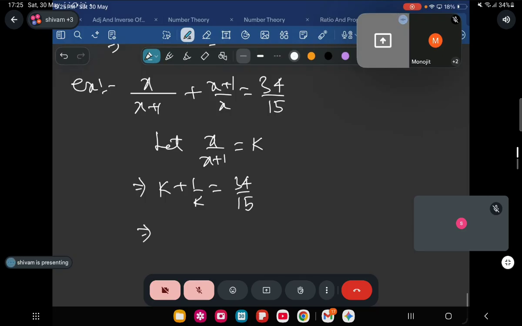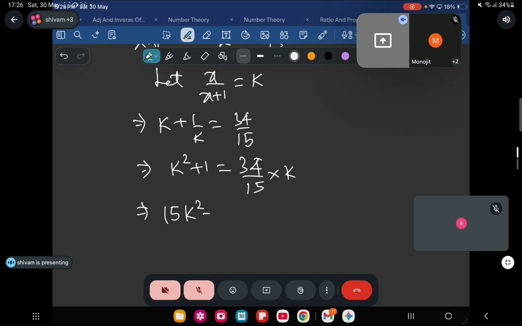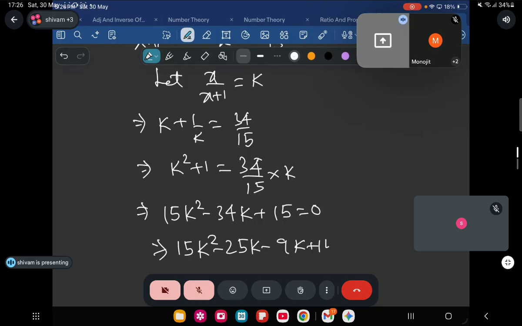From here, k square plus 1 is equal to 34 by 15 into k. So from here, 15k square minus 34k plus 15 equal to 0. So everyone, how to factorize? Can anyone tell me how to break the middle term quickly? 25 and 9. Minus 25k minus 9k plus 15 equal to 0.